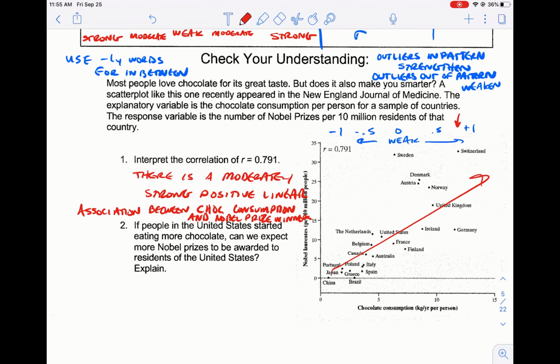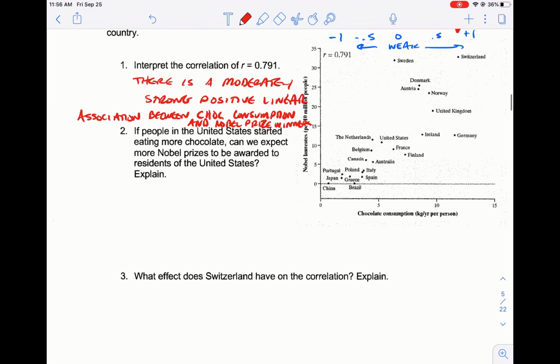Okay, so there's a moderately strong, and you can see that, right? You look and it's moderately strong. You've got some outliers here, but in general, there's a moderately strong association between chocolate consumption and Nobel Prize winners. So if people in the United States started eating more chocolate, can we expect more Nobel Prizes to be awarded to residents of the United States?